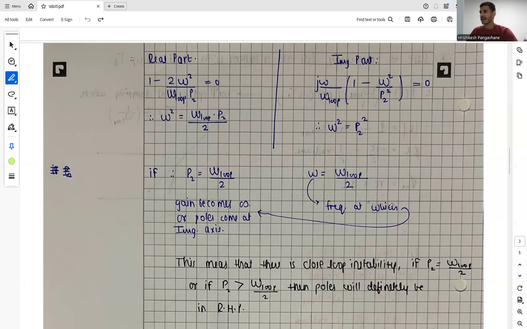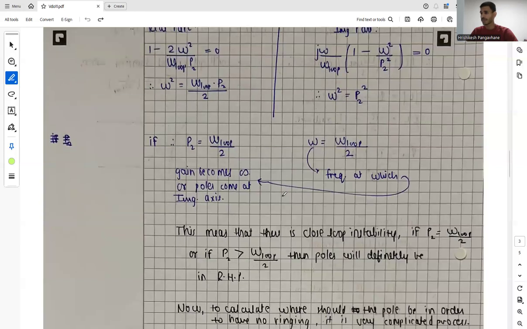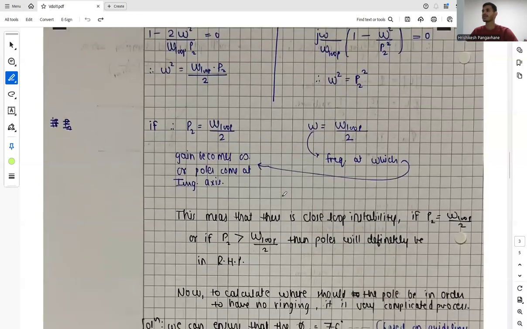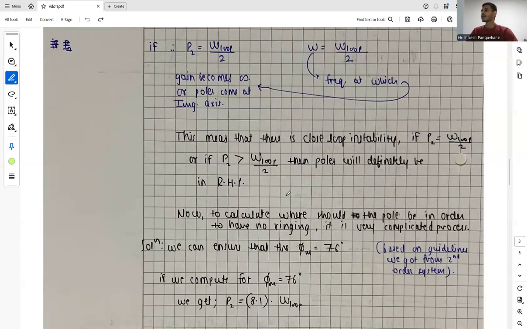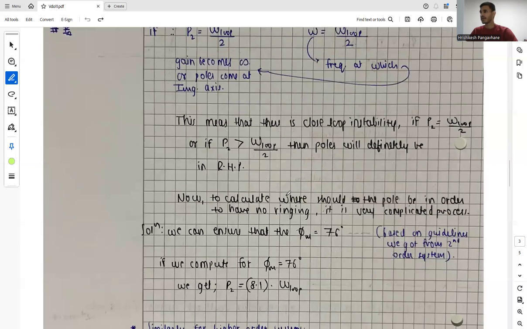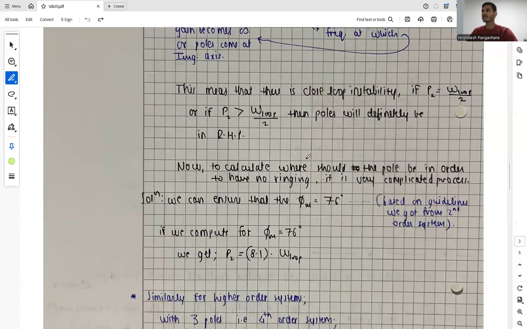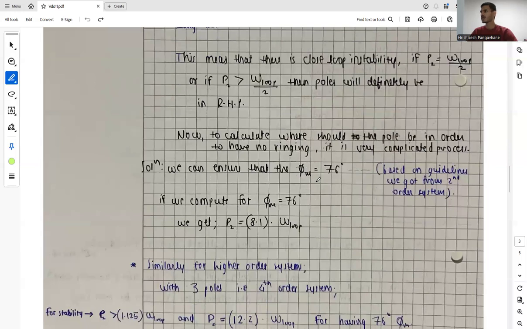So it is a frequency at which again the gain comes to infinity, or the poles occur at the imaginary axis j omega. So this means that there is a closed loop instability if P2 equals omega loop by 2, or if P2 is greater than omega loop by 2, then the poles will definitely be giving us the overshoot or instability. So now to calculate where the poles should actually be in order to have no ringing, it is a very complicated process.